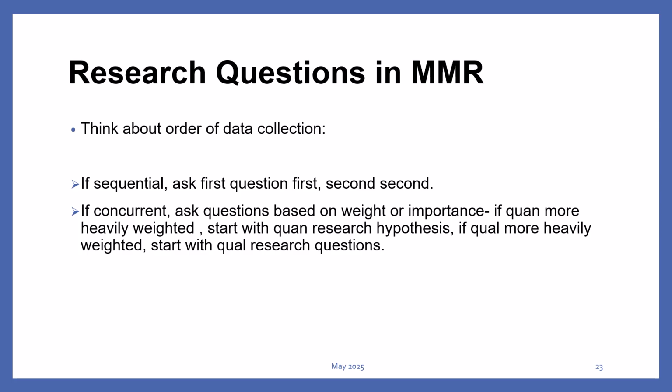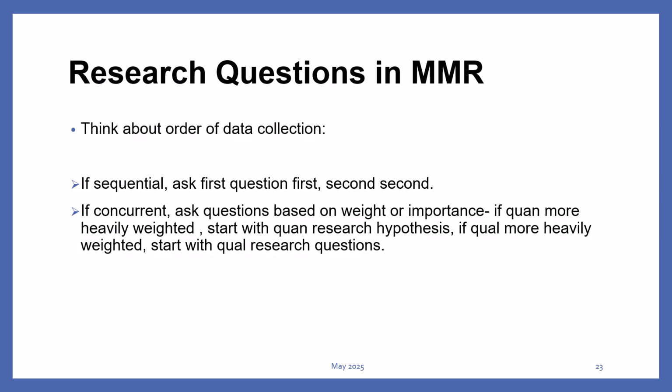If you have a concurrent mixed method design, or let's say parallel, as we mentioned, ask questions based on weight or importance, or dominance. So if quantitative is more heavily weighted in your concurrent design, start with a quantitative research hypothesis. If qualitative is more heavily weighted, start with qualitative research questions. So this is how you think when you start to design and plan your mixed method research.